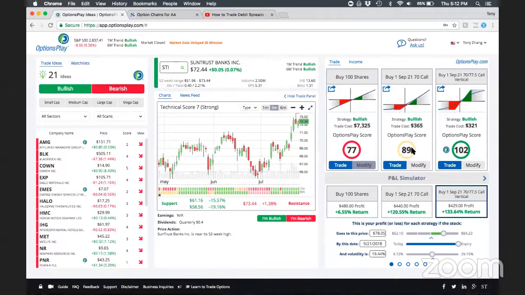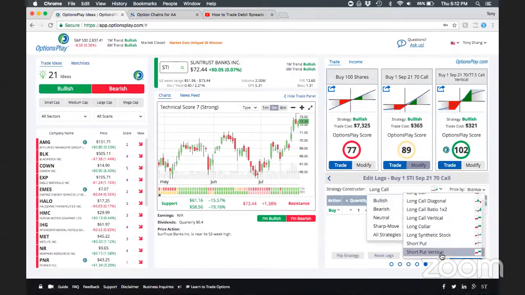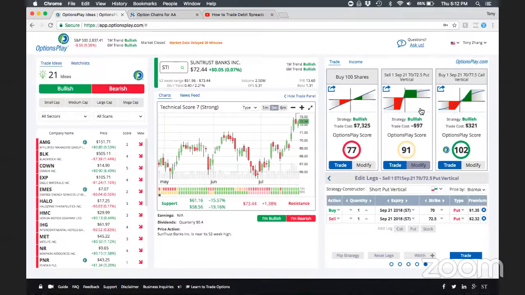Okay, that's a good point. So basically a long call vertical is the debit spread, a short put vertical is a credit spread. So it all comes down to the strategy that you're trading, right? So as you can see, these are the two trades. One is a trade cost of a negative, which is a credit, and one is a trade cost of a positive number, which is a debit.